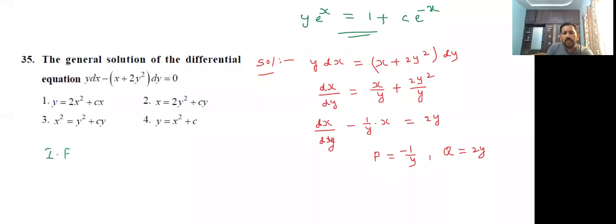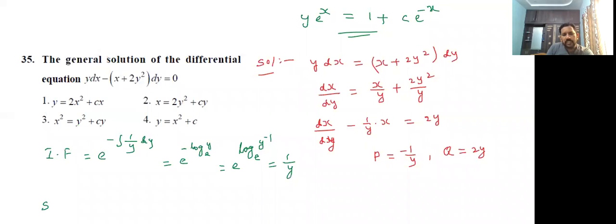So first find the integrating factor. What is the formula? e power integration P dy. That means minus of 1 by y dy. That is e power minus log y to the base e. This is e power logarithm of y power minus 1 to the base e. That means what is the final integrating factor? 1 by y, or not?